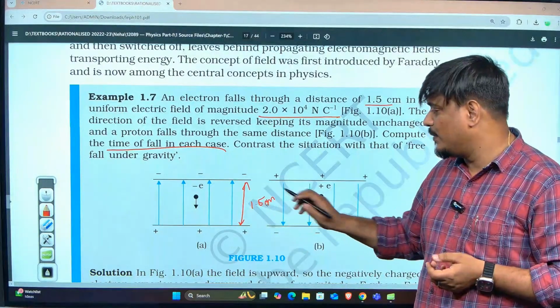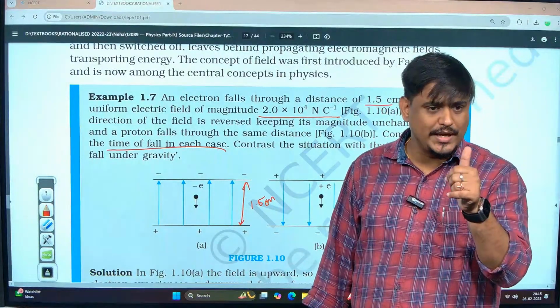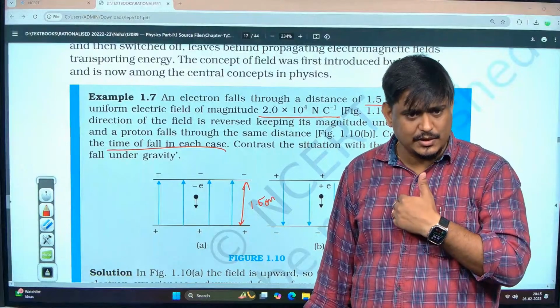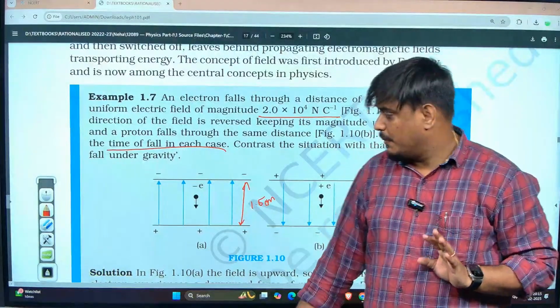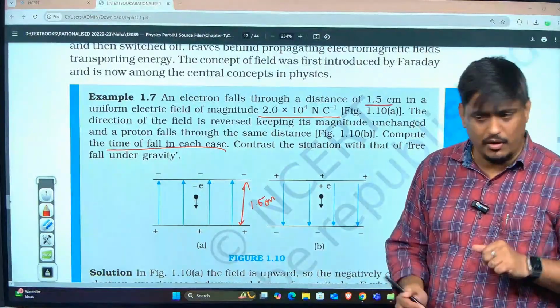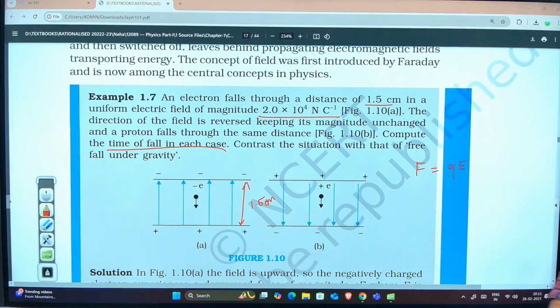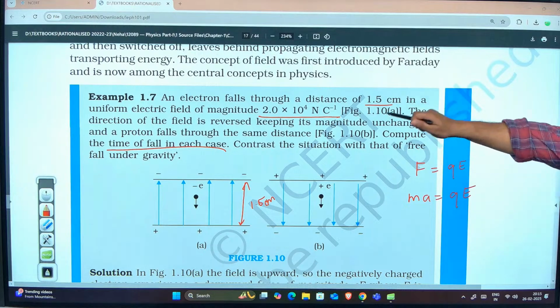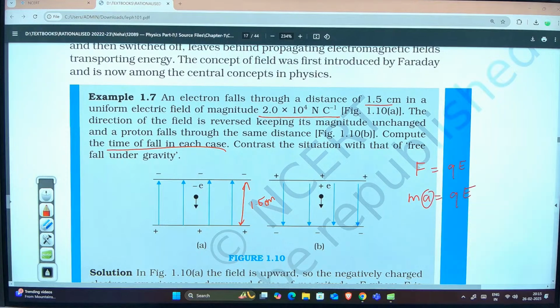You may say that on this charge there are two forces acting. One is QE, one is mg. What I say to you, don't consider mg. If you ask me why, I'll tell you later. But first let us understand only QE and solve this question, because when you say that force is equal to Q into E, force also is equal to mass into acceleration. So ma is equal to QE. For electron, the Q value is 1.6 × 10^-19. Electric field is given to you. Mass of electron is known to you. You can find acceleration. Do you agree with me?